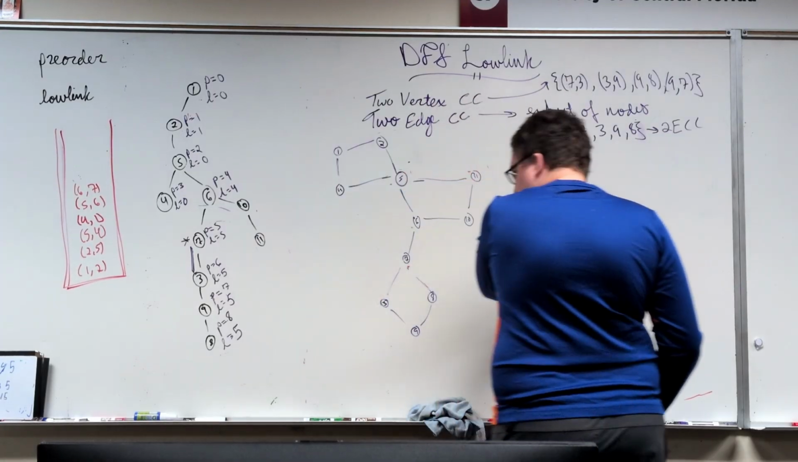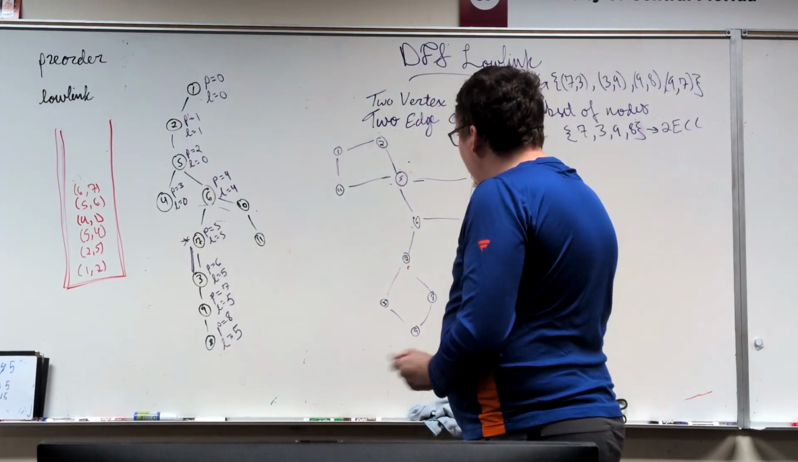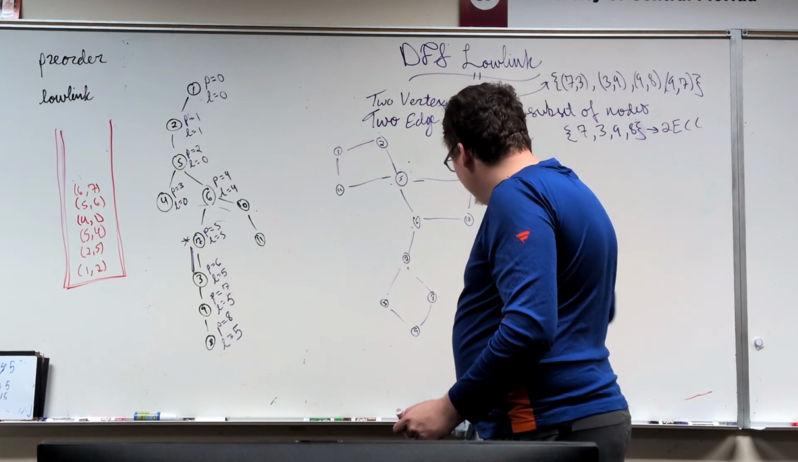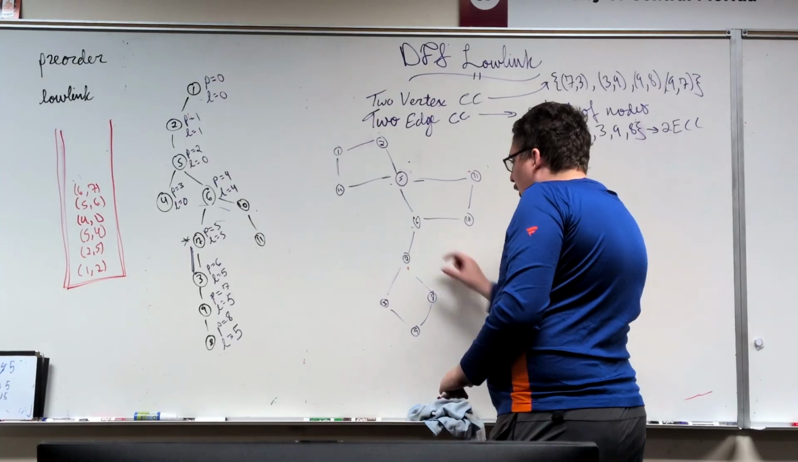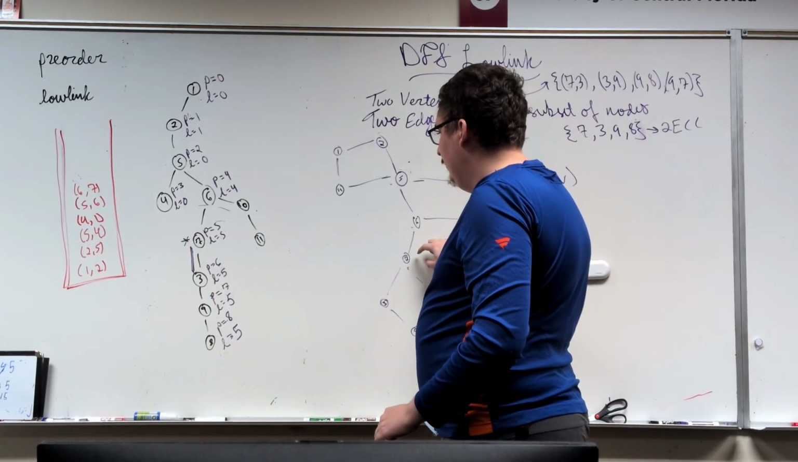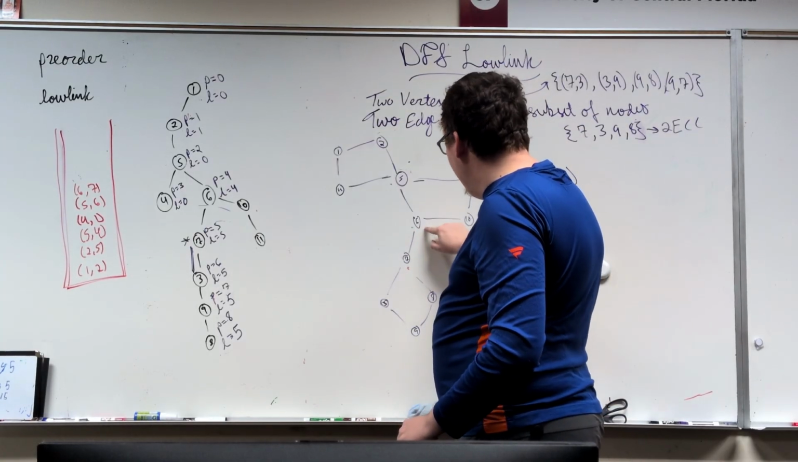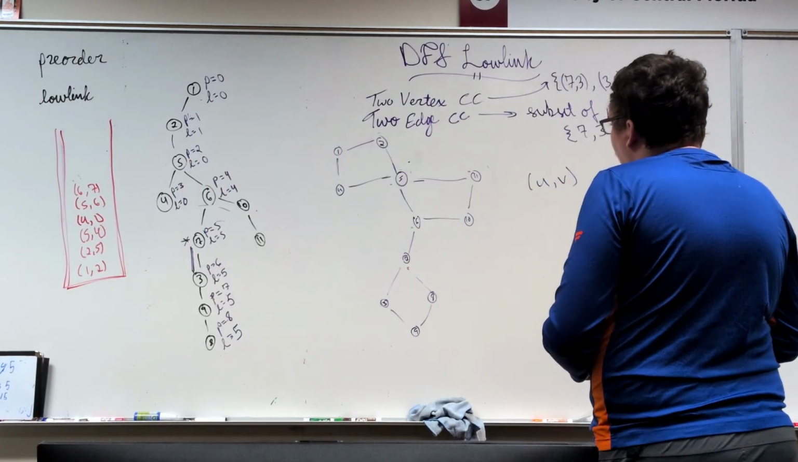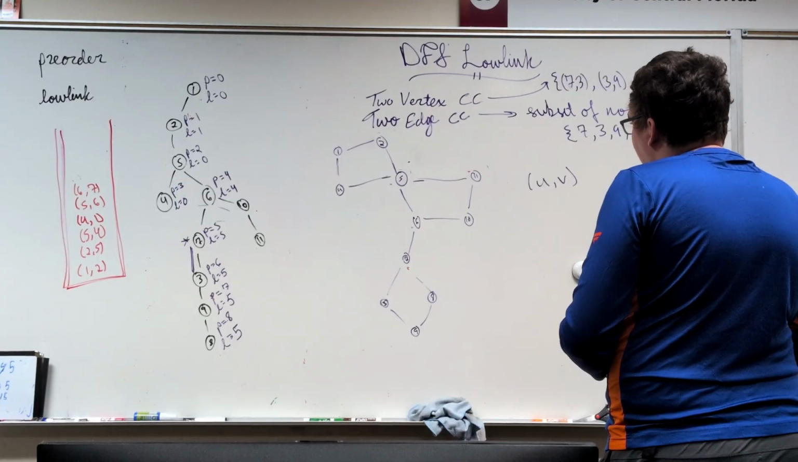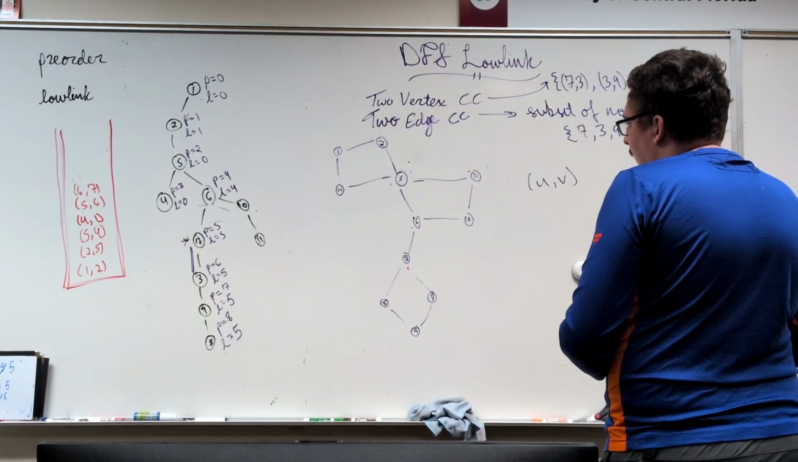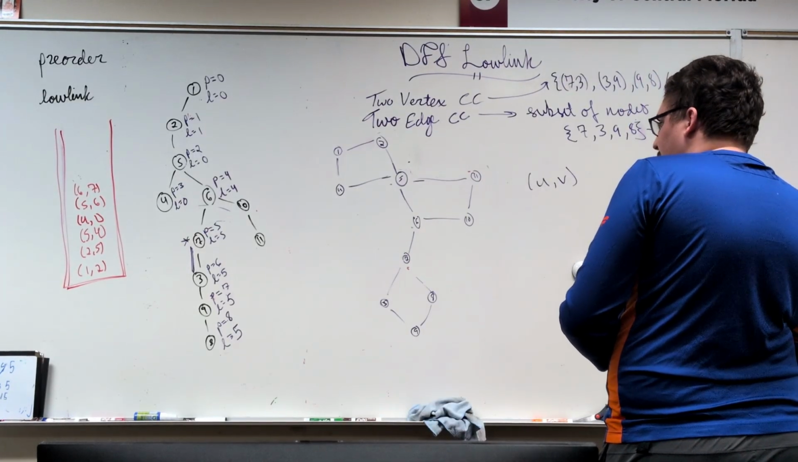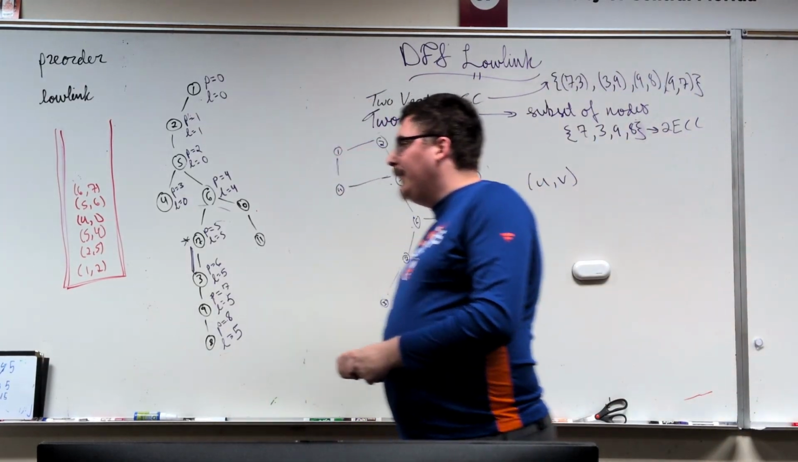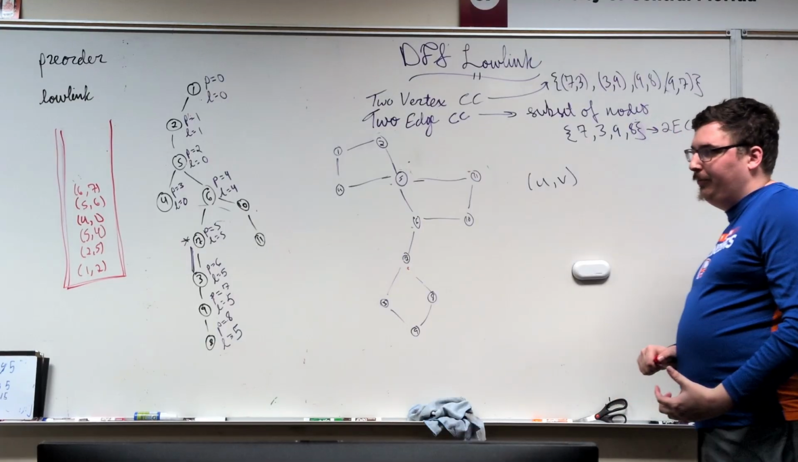So to continue, we continue from 7 now. And we go back, so we go back to 6. And a stipulation: it's not just equal to. It's if our low link is greater than or equal to.